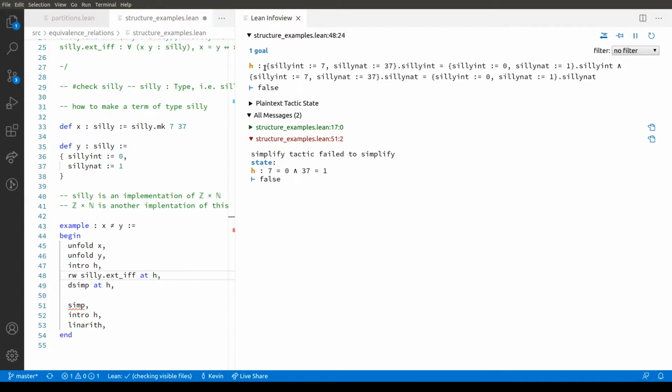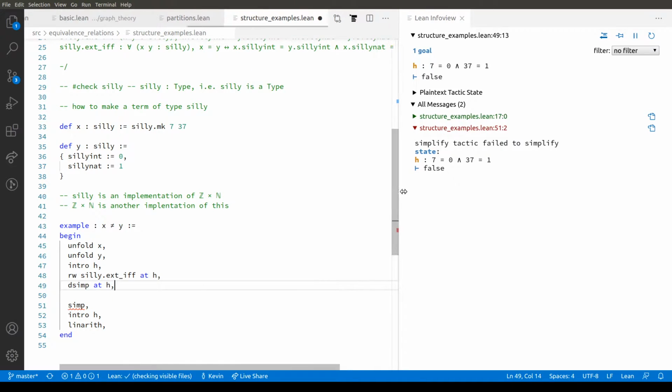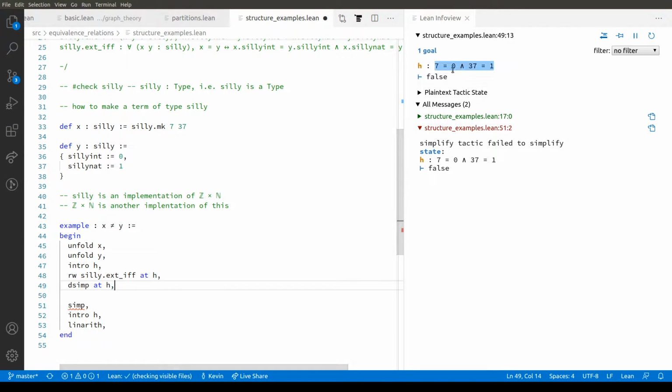You see this mess here, it says, take the silly thing, which is made from an integer, which is 7, and a natural, which is 37, and then let's look at the integer. So that thing there is by definition equal to 7. And similarly, this thing here is by definition equal to 0, right? So this definitional simplification makes things much easier.